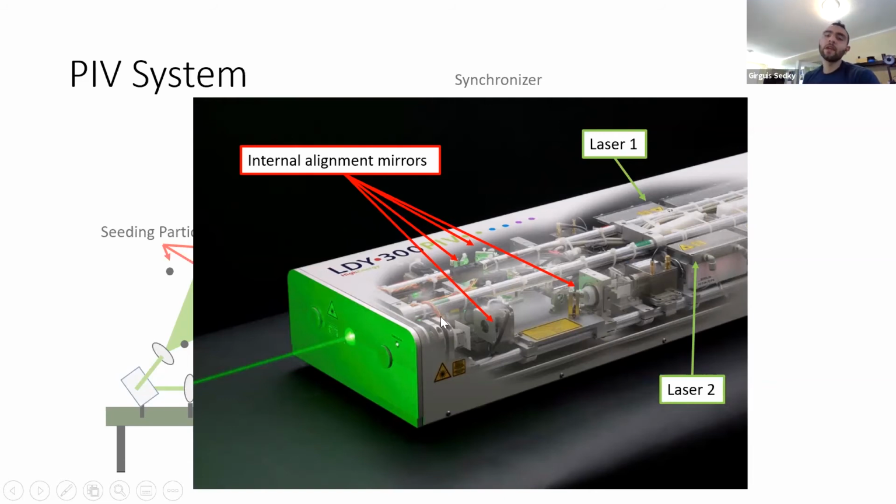Now, the reason for having two lasers is that sometimes you need to do really high speed imaging for the correlation. And there are lasers that, for example, you can't pulse at an arbitrary frequency.